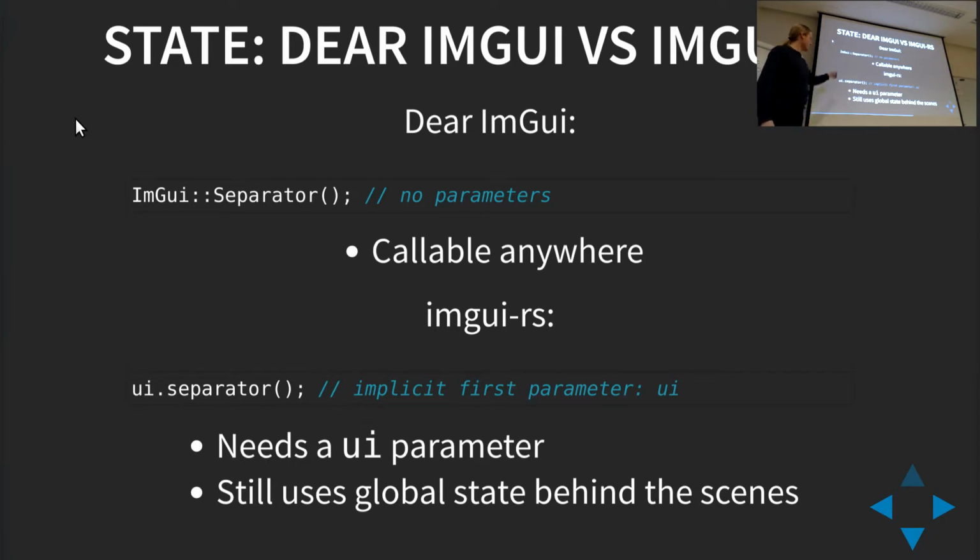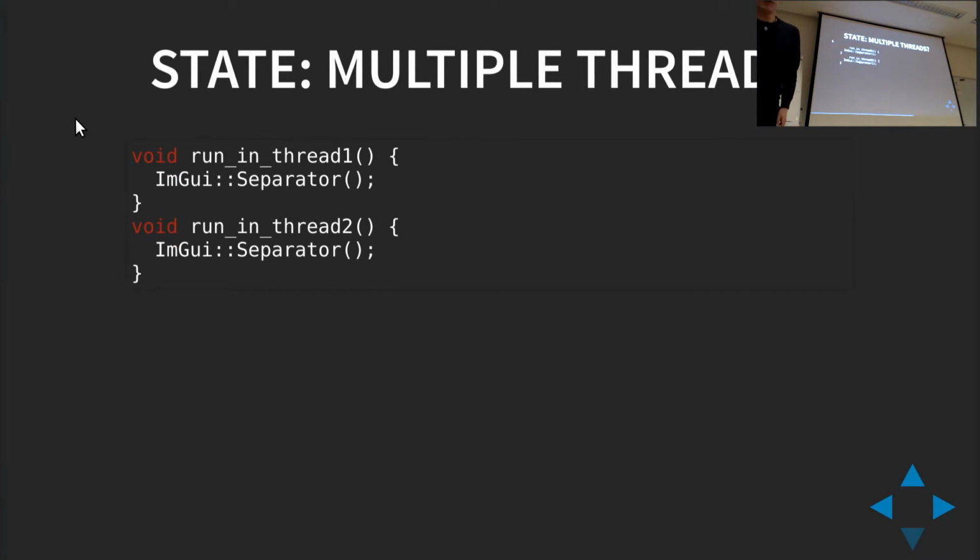Even though it takes the UI reference, because this is a bindings library, it still needs to call the original functions. It still uses global state behind the scenes. And this is one of those things that IMGUI-RS can't change because it's deeply designed in Dear IMGUI. Okay, so if we had multiple threads that wanted to do, let's say, separate user interfaces, this is maybe a bit rare use case, but it's possible in theory.